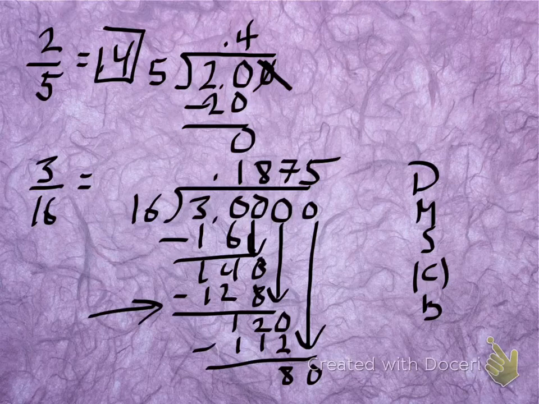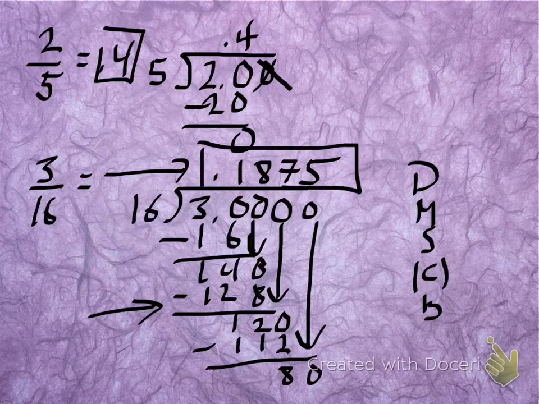I'm just going to put an arrow here, and if we show our work nice and neat, there's no reason to rewrite that number. If it's nice and neat, just put a box around it, we're done.